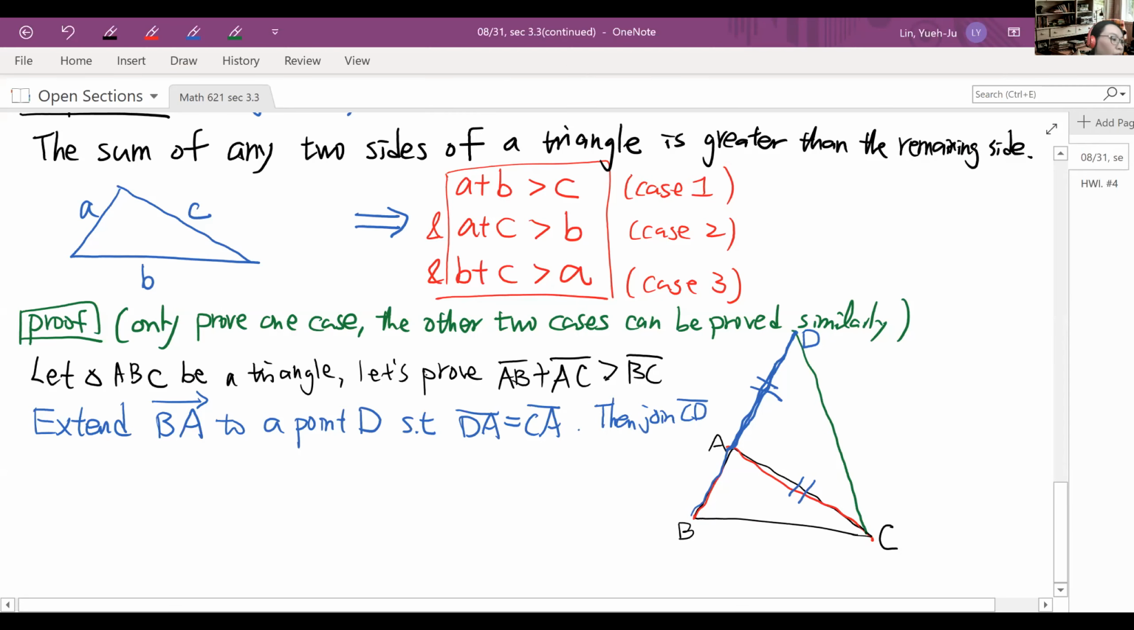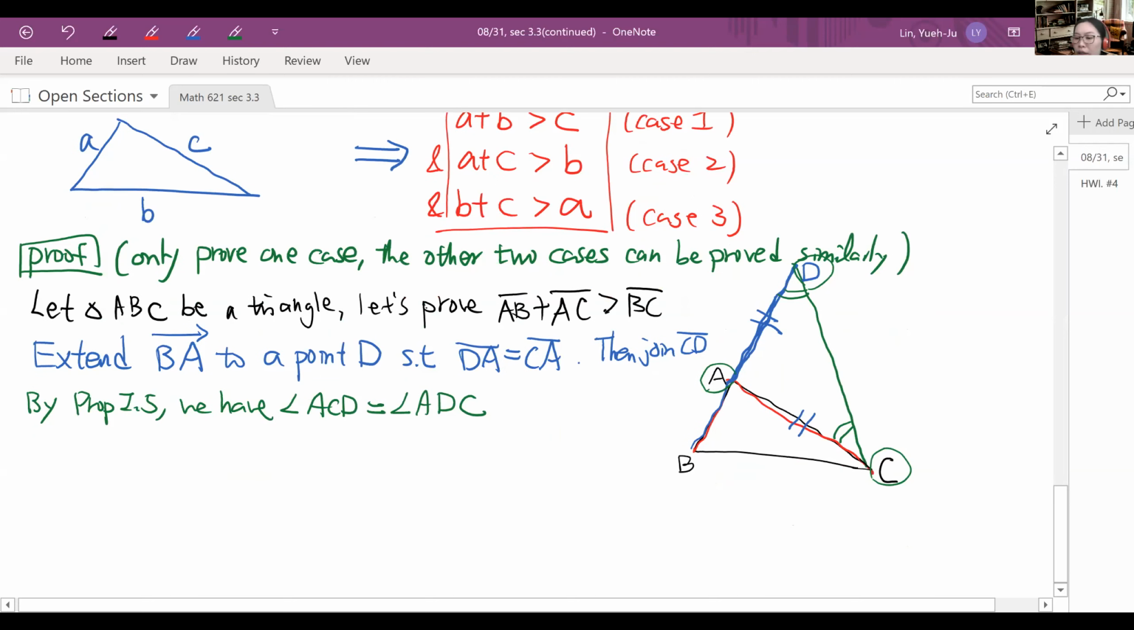Okay, so now I have another triangle I can work with. If this is the case, you can see this triangle ACD, because AC equals AD, is an isosceles triangle. So right away, by proposition 1.5 that we learned before, the base angles of an isosceles triangle are equal. So by proposition 1.5, angle ACD is the same as angle ADC. Okay, these are the two base angles.